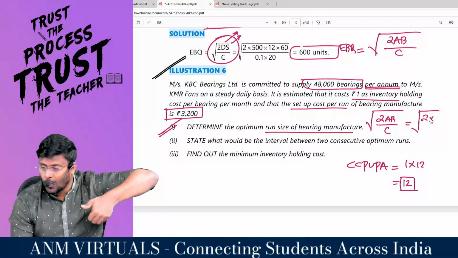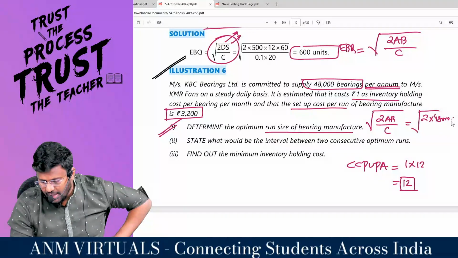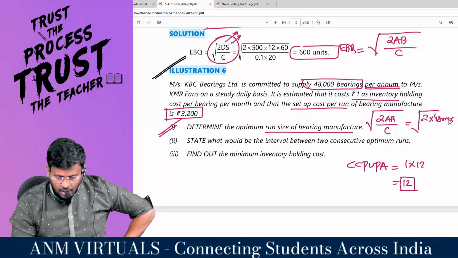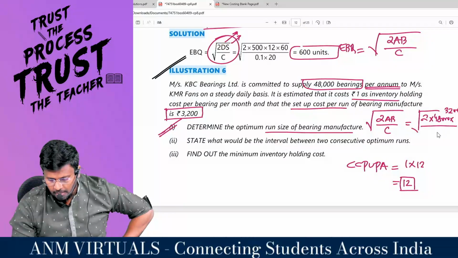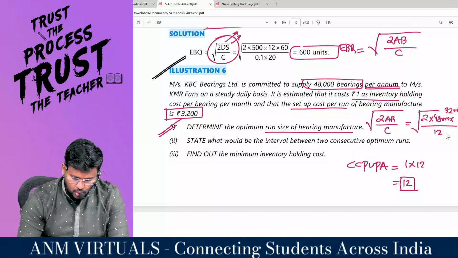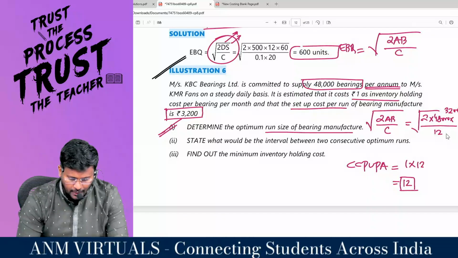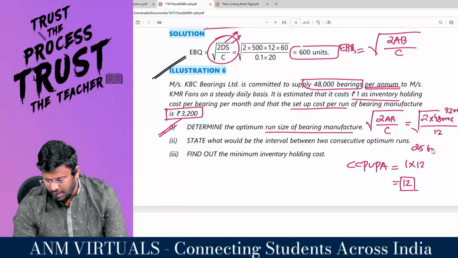So the denominator 2 was there; now it has become numerator, into annual demand of 48,000, into 3,200, divided by C, which is 12. Shall we? So 48,000 into 2 into 3,200 divided by 12 comes to 2 crore 56 lakhs.